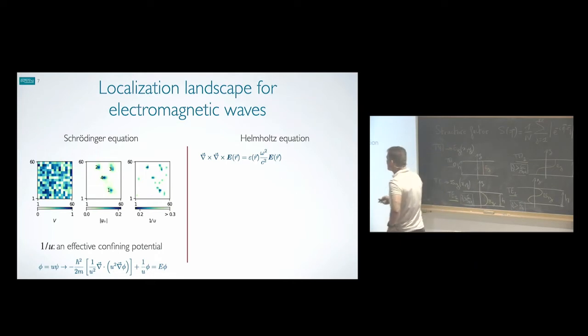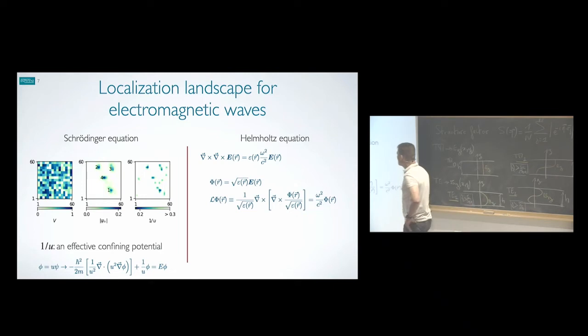What is important in the localization landscape theory is to deal with a Hermitian operator. This operator is not Hermitian, so the proper way to rewrite the Helmholtz equation is in this way. You define this ancillary quantity, and you define a new operator L, and this operator is Hermitian, and you have to play with this operator to develop. But the problem is not really here in the way we read.